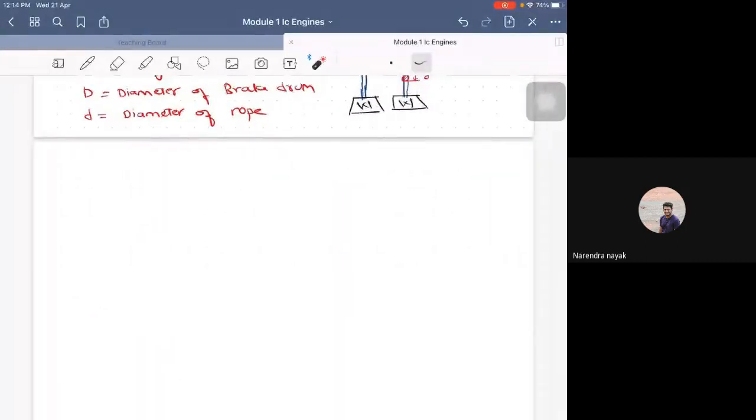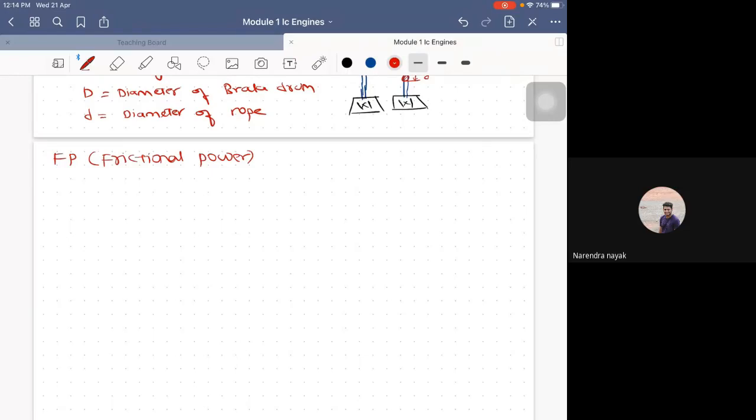Now let us see, there is something known as frictional power. What is meant by FP? It is frictional power. So what do you mean by frictional power? It is simply FP equals IP minus BP, correct? So it is IP minus BP. The difference between these two is friction. Next is mechanical efficiency. Mechanical efficiency is nothing but brake power divided by indicated power.